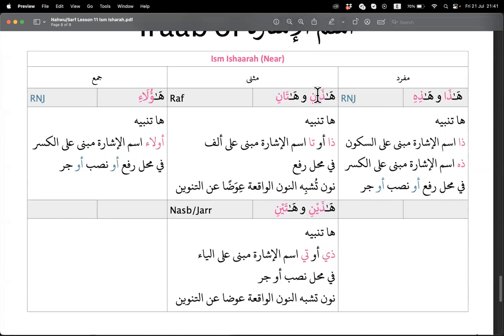Okay, we don't say that. They say it's mabni alal alif and then fi mahali rafa, whatever it is. Okay, why is it rafa? And then the noon, they say the noon is resembling the noon that comes substituting the tanwin.